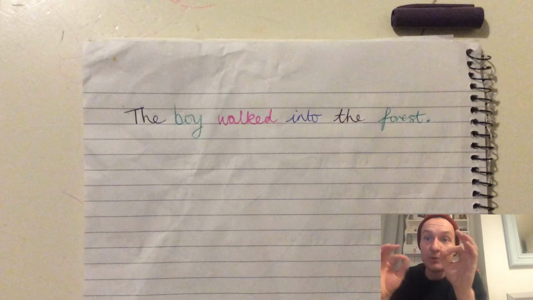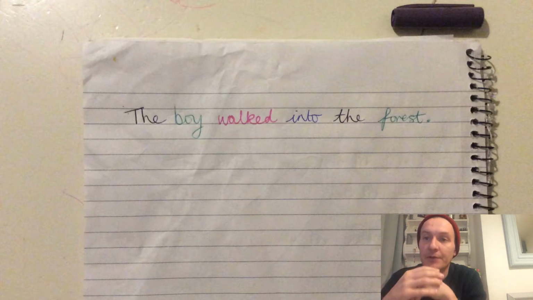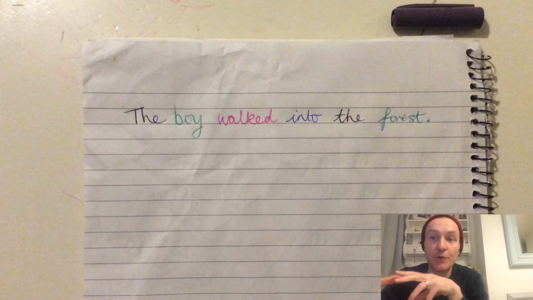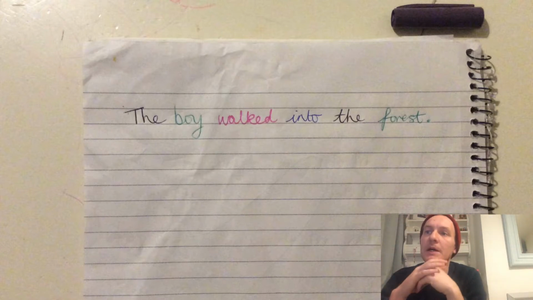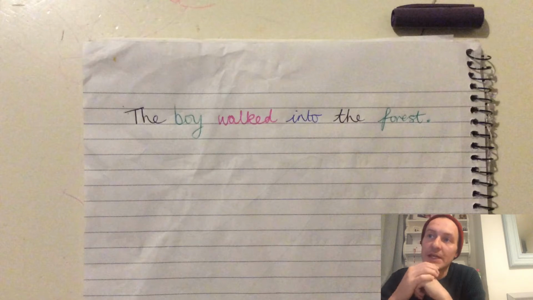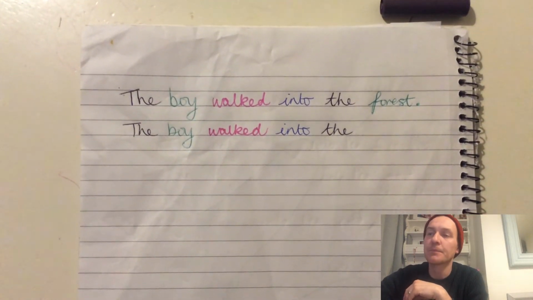Then I've got into, which is in blue, which is a preposition, and that's a word that tells you how or whereabouts something is happening. The boy walked into the forest. It's not saying through, it's saying he's going from outside the forest into the forest. So that's a preposition's job, is to clarify that. So the boy walked into, there again, and then forest, you can see is in green again because forest is also a noun. So that is the basic sentence we'll be working with today.